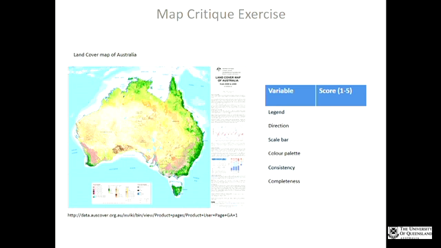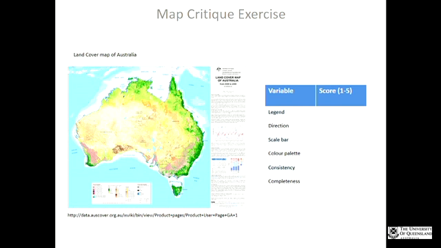Okay, and then this last one is a land cover map by Geosciences Australia, and if anyone knows how to create maps, it should be Geosciences Australia, you'd hope. So let's see if they got it right. What about legend? Yep. Direction?